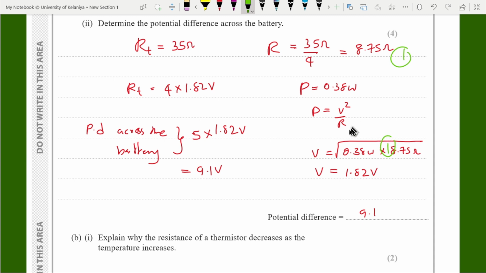And if it is not a "show that" question, so "determine", if your final answer is correct, you will get the full marks. You don't need to worry about your marks, right? If your final answer is correct, unless it is a "show that" question.